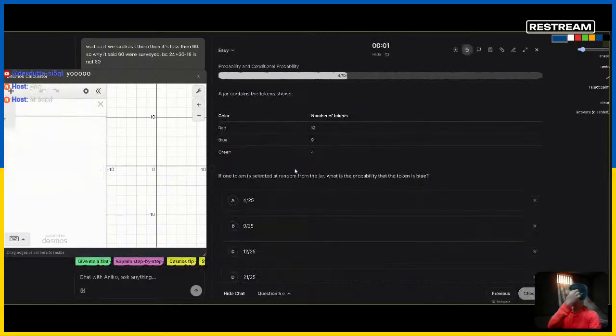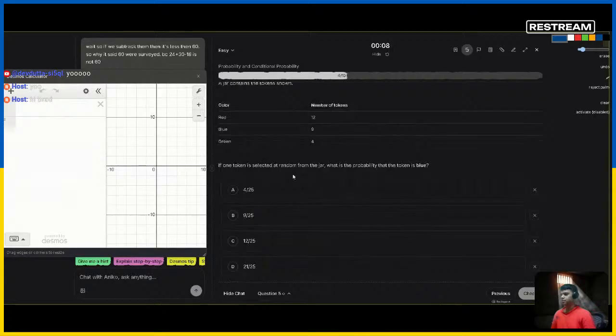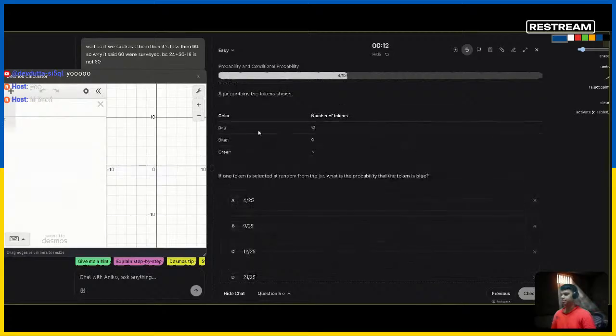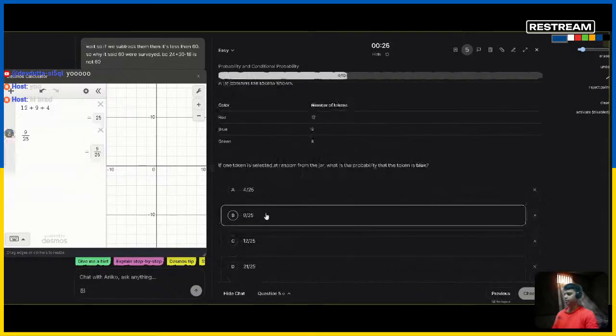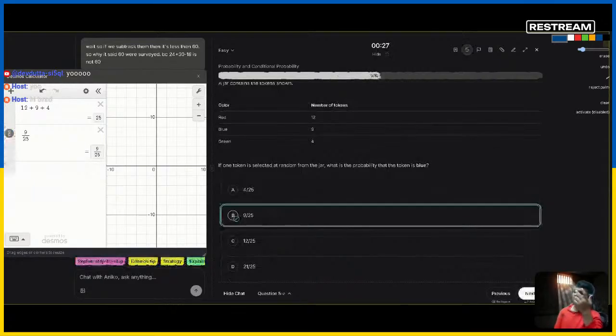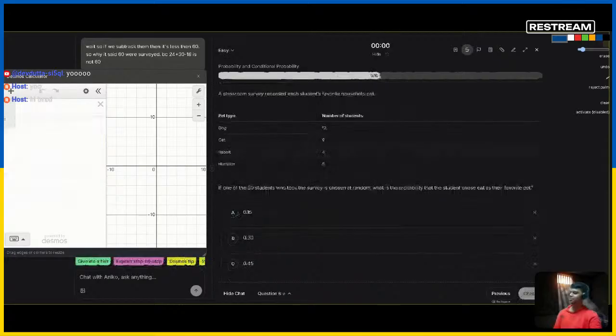Okay. A jar contains the tokens. If one token is selected at random from the jar, what is the probability that it would be blue? So what we do is we add everything up. 12 plus 9 plus 4 will get 25. And we get 9 out of 25 chance. Oh, bruh. I feel so dumb right now.